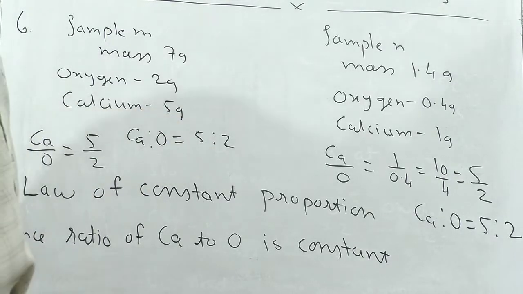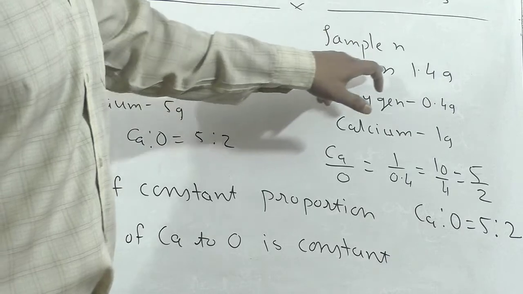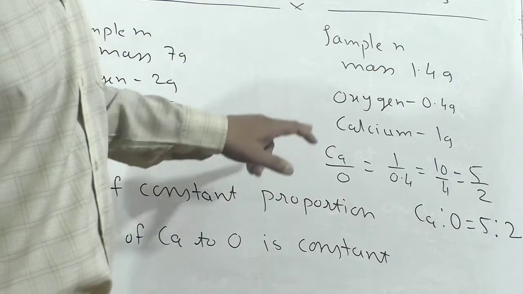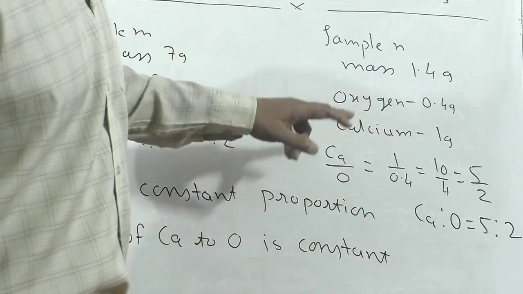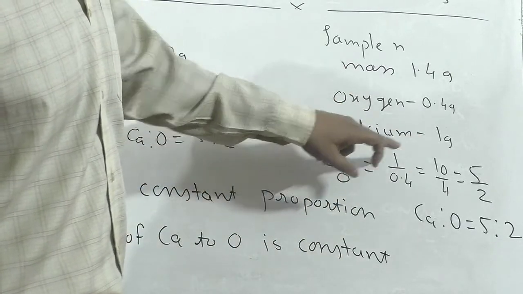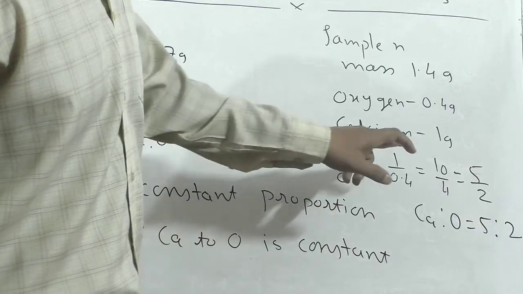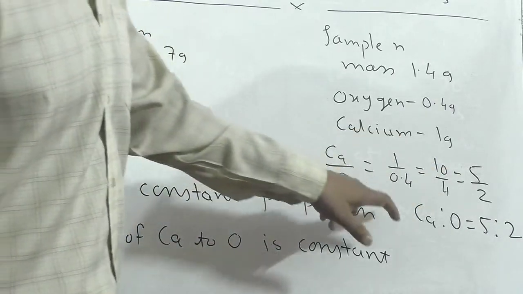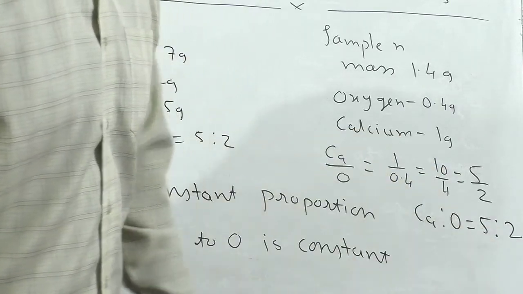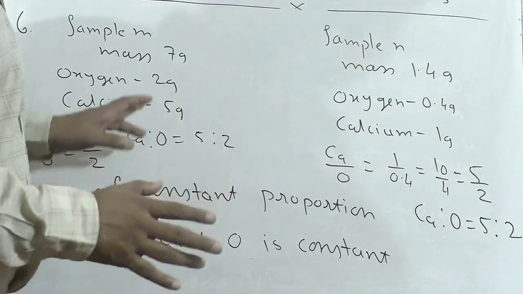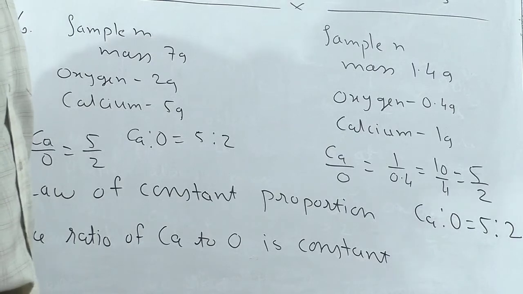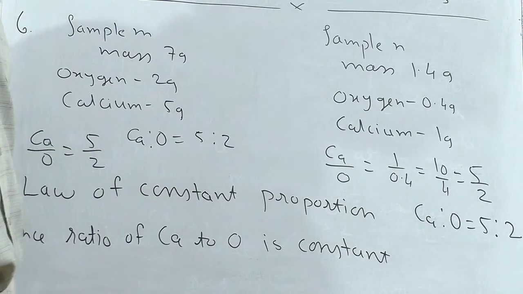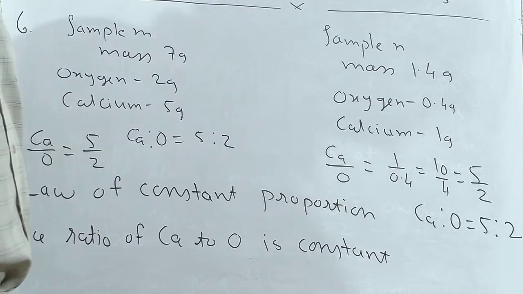Second, sample N has a total mass of 1.4 gram: oxygen 0.4 gram, calcium 1 gram. So calcium to oxygen is 1:0.4, but 10 upon 4 will cut, that is 5 upon 2. So calcium to oxygen is 5:2. The proportion of calcium to oxygen in different samples is the same. So this is the law of constant proportion. Understood?